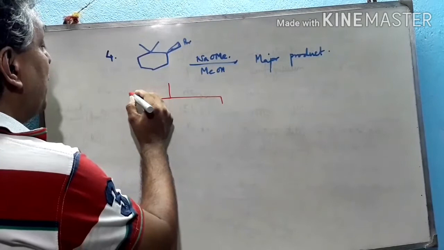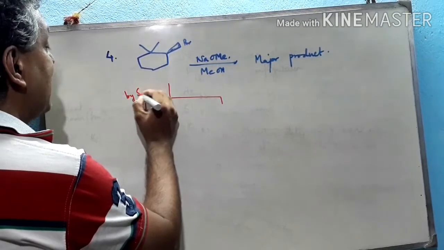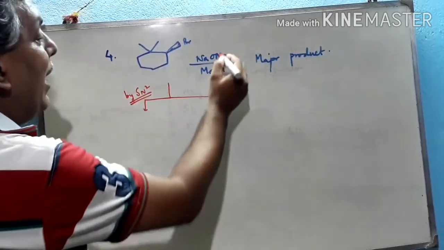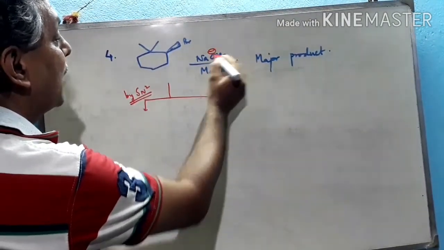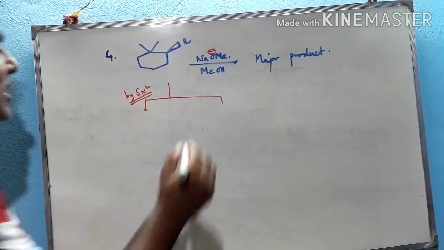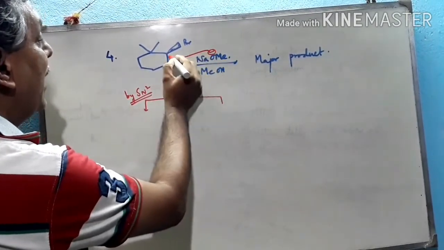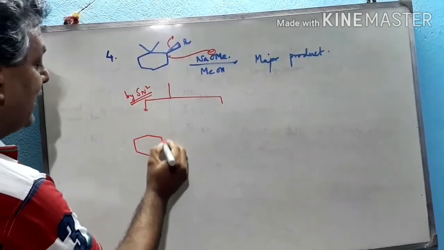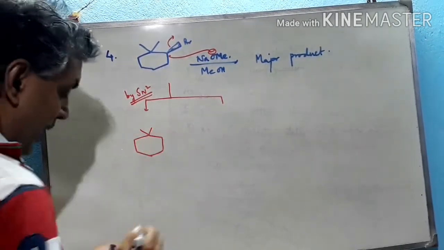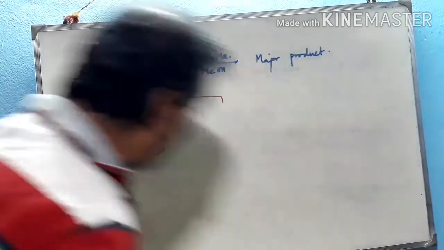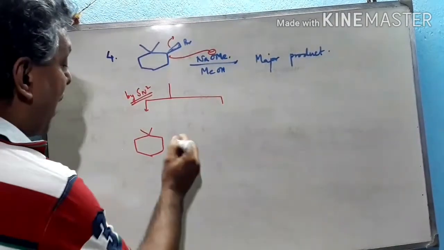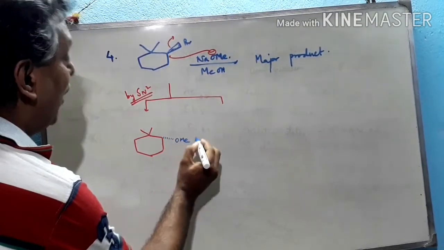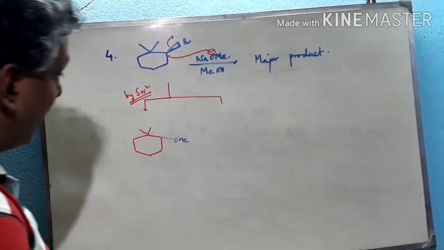If by SN2 reaction, that means substitution reaction occurs, the nucleophile here, OMe minus, that means methoxide anion, approaches from the back side and liberates this group, Br minus. So the product will be like this. The OMe comes from the back side, so it will be below the plane. This will be the final product.